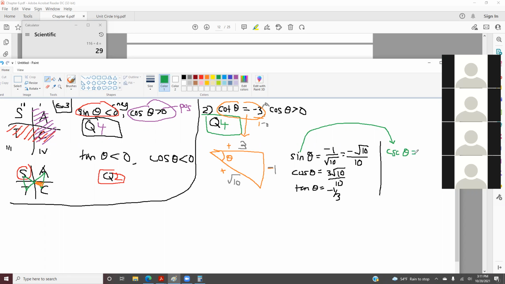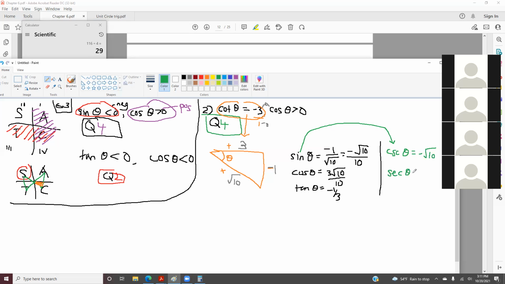I'm not asking for the value. So that is -√10. A lot of students don't know what it's called. They put SEC. That would be wrong. Okay, because SEC stands for what? It stands for secant, and secant is this fellow.